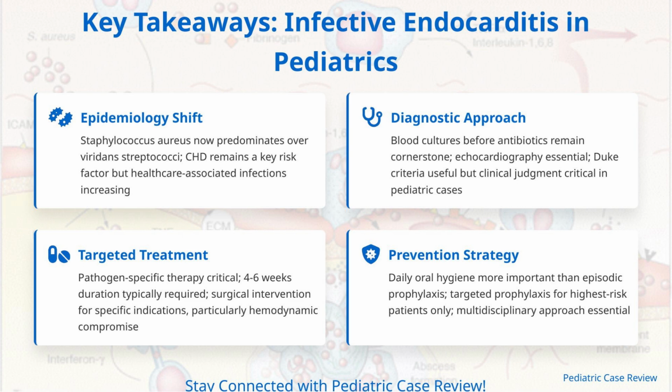Treatment must be pathogen-specific, typically requiring 4 to 6 weeks of therapy. Surgical intervention is indicated for specific conditions, particularly hemodynamic compromise due to valve dysfunction. In terms of prevention, daily oral hygiene is more important than episodic prophylaxis. Current guidelines recommend targeted prophylaxis only for the highest-risk patients. A multidisciplinary team approach is essential for optimal outcomes.